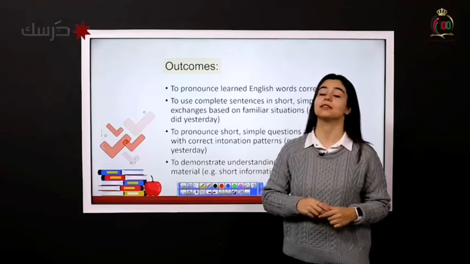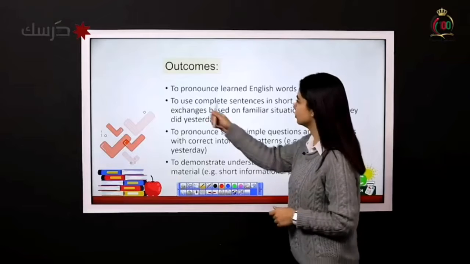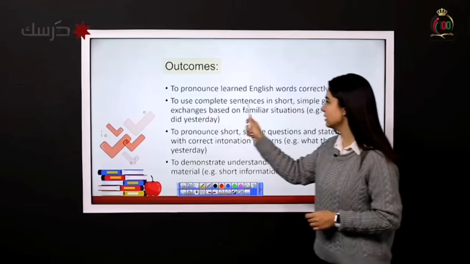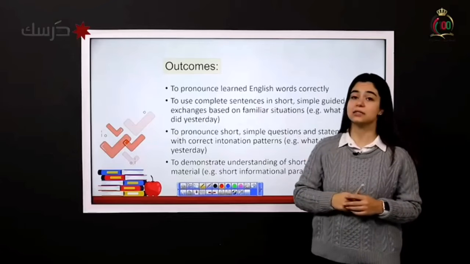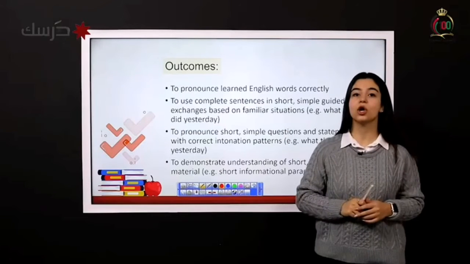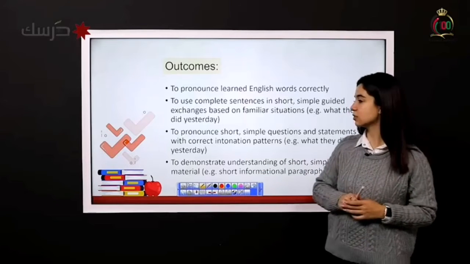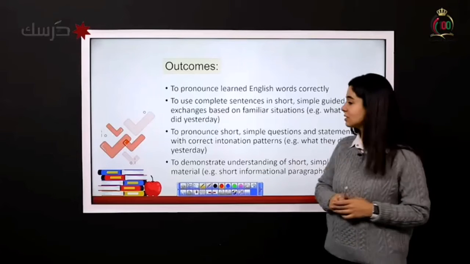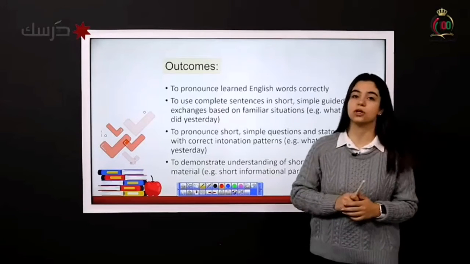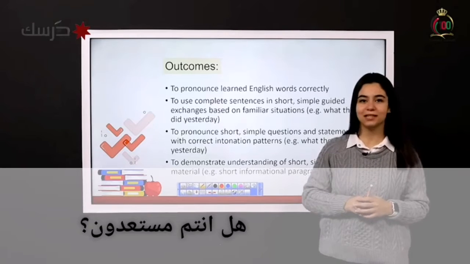Now, let's read the outcomes for today's class. Today, we are going to pronounce learned English words correctly, use complete sentences in short, simple guided exchanges based on familiar situations. We're going to pronounce short, simple questions and statements with correct intonation patterns. And we are going to demonstrate understanding of short, simple reading material. Are you ready? Let's begin.